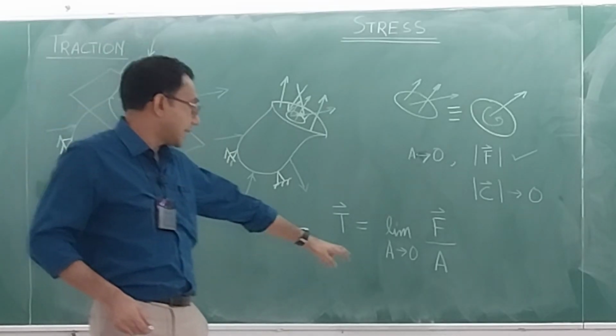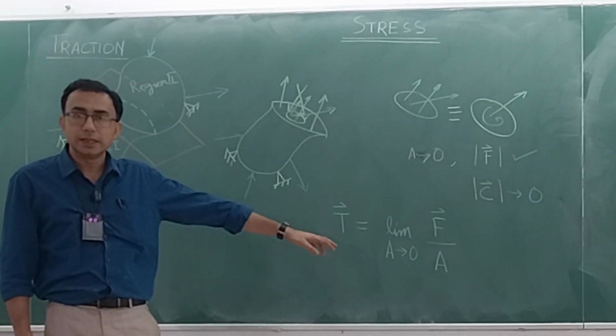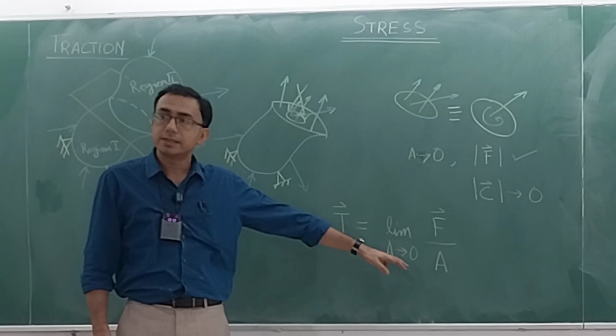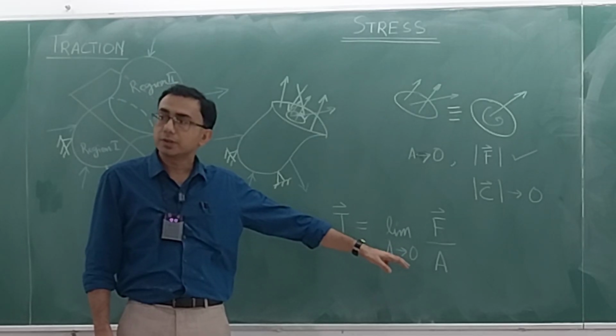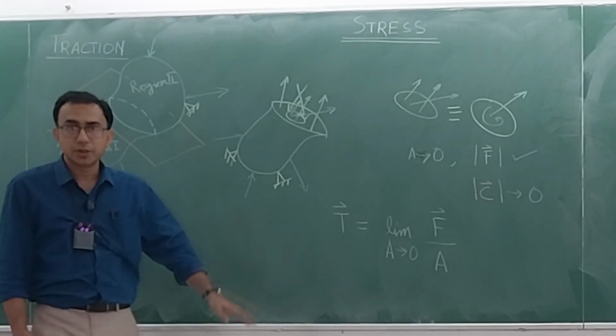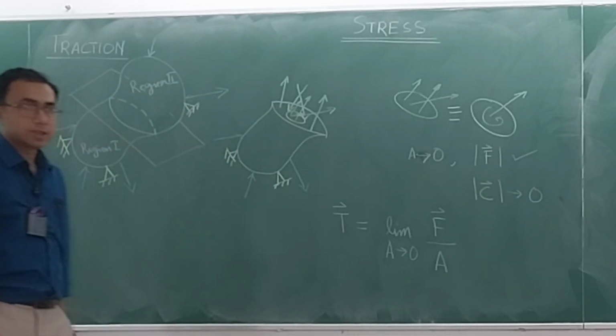So this zero is actually not a zero, it's a zero star. In certain books, this is written very clearly that this area is a zero star. That zero star means that it is zero, but at the length scale at which continuum hypothesis is still valid. None of these things are mentioned in your Beer and Johnson. All right, so this is our traction definition.